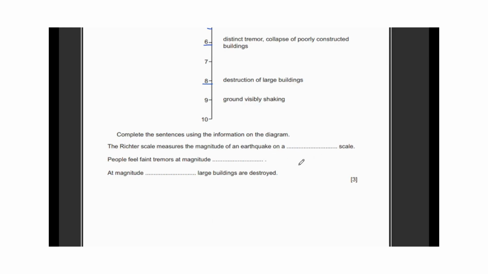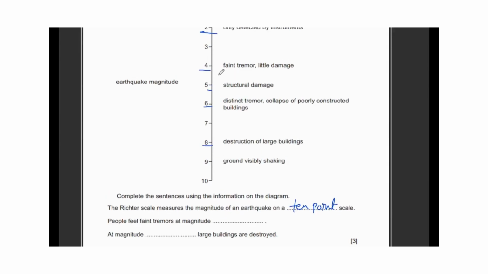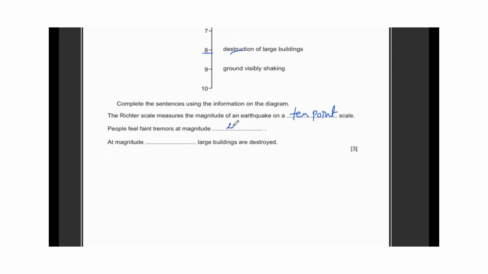Now the Richter scale measures the magnitude of an earthquake on a dash scale. Which scale it is measuring? We call it as 10 point. It is 10 point scale, 0 to 10. People feel faint and tremor at the magnitude of what it is? Faint. It's so easy here. Faint. At magnitude dash large building destroyed. At destruction of large building. So 2. So we got here 4 and this is 8 and we got 3 marks on this. 10 point, 4 and 8.